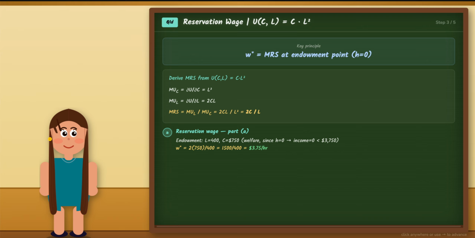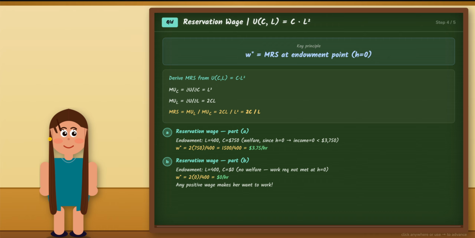For Part A, the endowment is that L equals $400 and C equals $750, because at 0 hours worked, she still gets the welfare benefit. Plugging in 2 times 750 divided by 400 equals $3.75 per hour. That is her reservation wage for Part A.